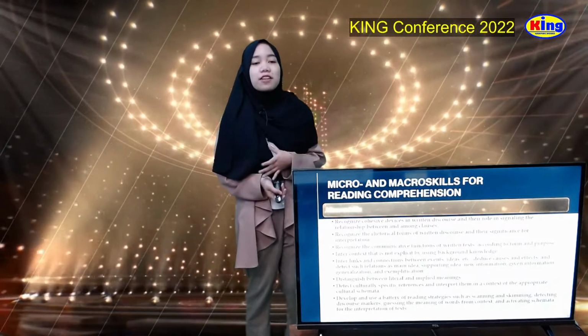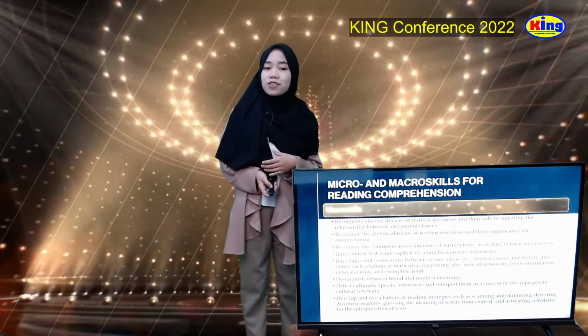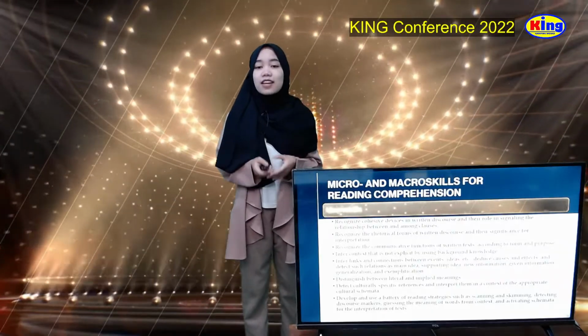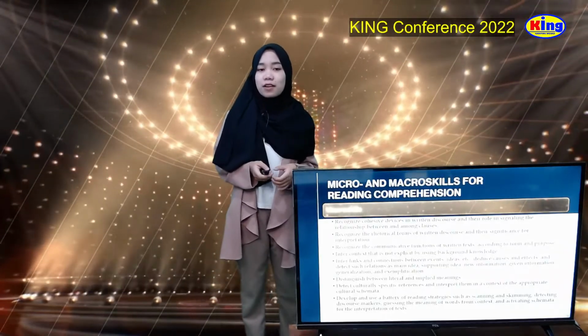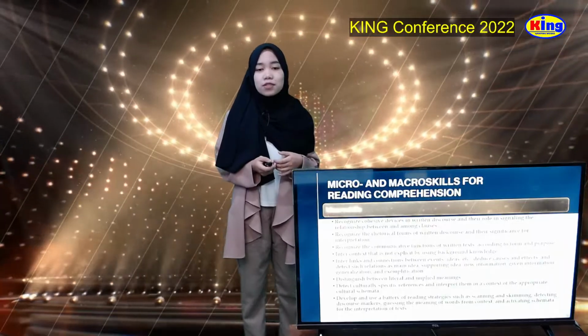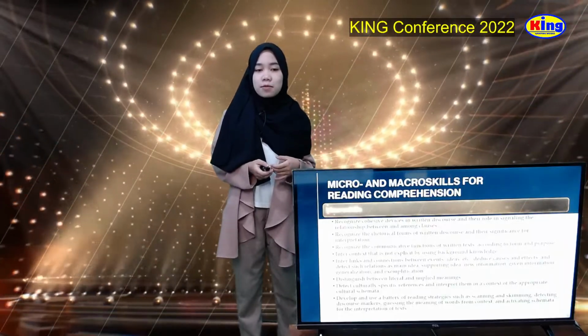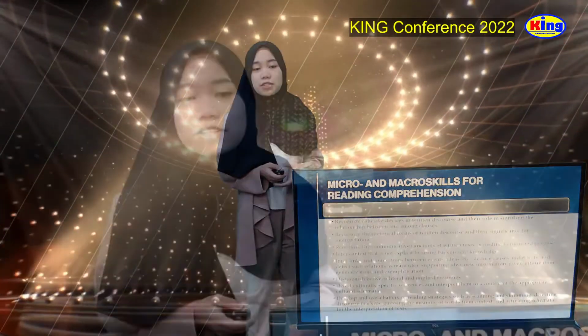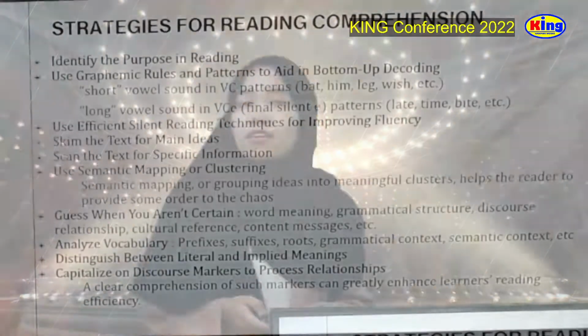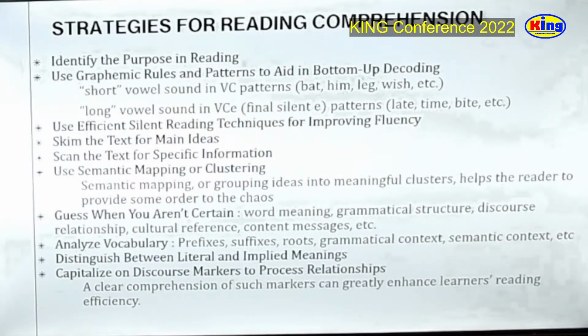And the last one is to develop and use better reading strategies such as scanning and skimming, detecting discourse markers, guessing the meaning of words from context, and activating schemata for the interpretation of text. Alright. On to the next one: strategies for reading comprehension. There are some strategies. The first one is to identify the purpose of reading.